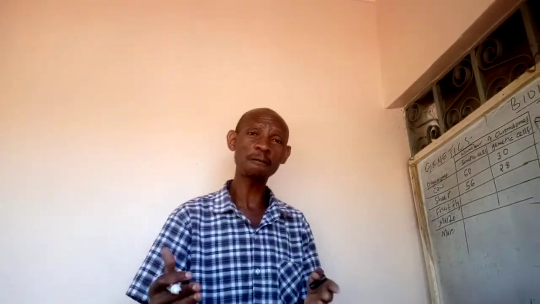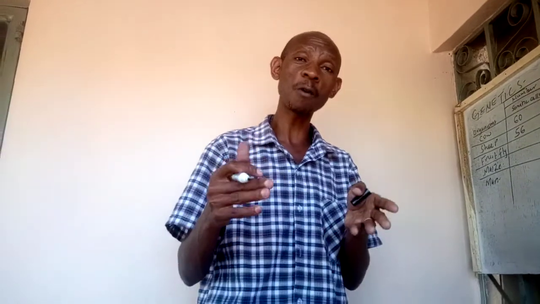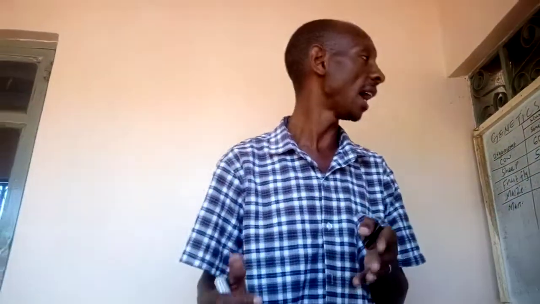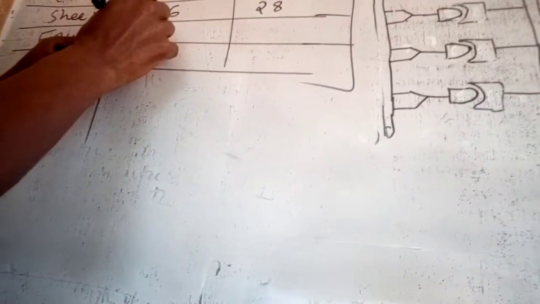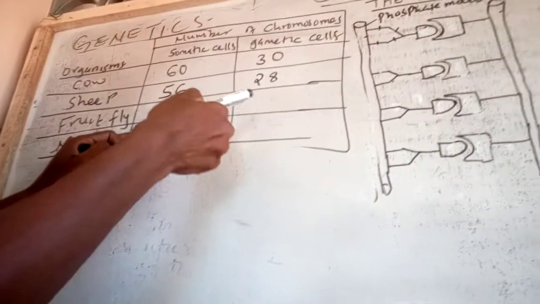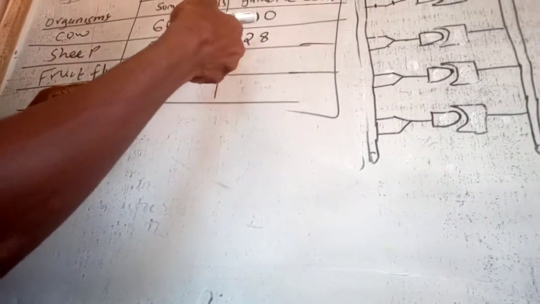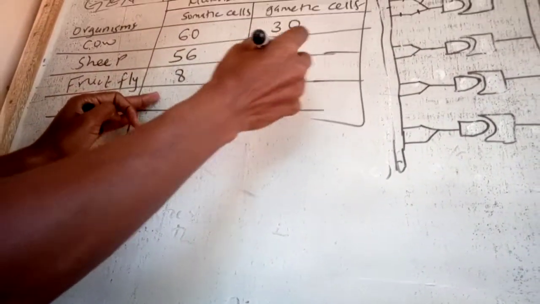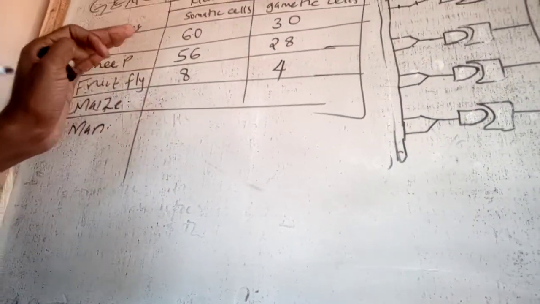As far as a fruit fly is concerned, the number of chromosomes found in the somatic cell is supposed to be 8, and therefore the diploid number is 8, and the number of chromosomes found in the gametic cells is exactly 4.